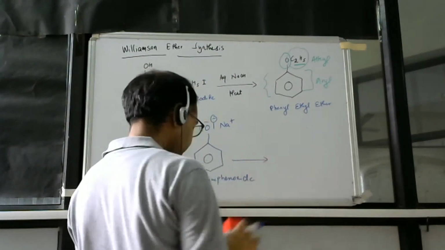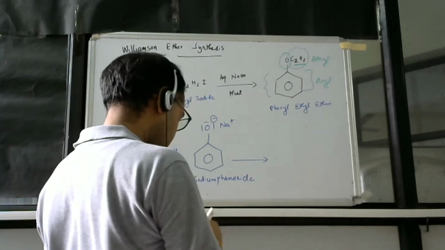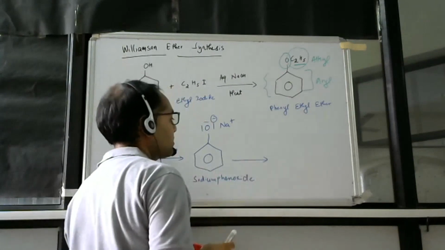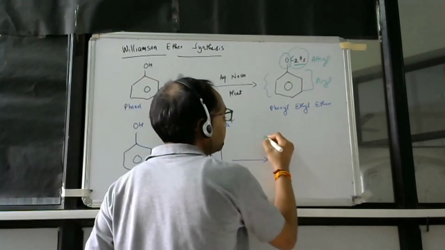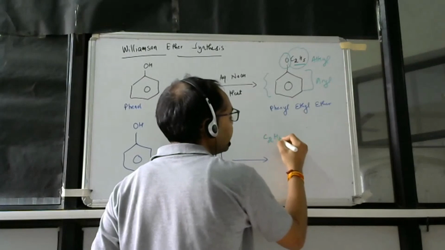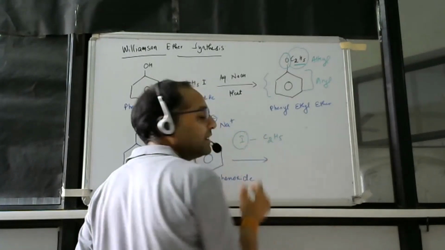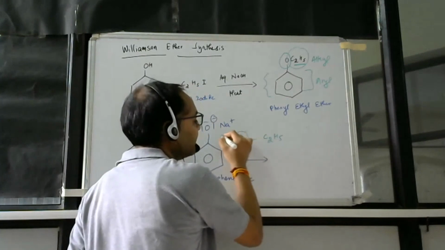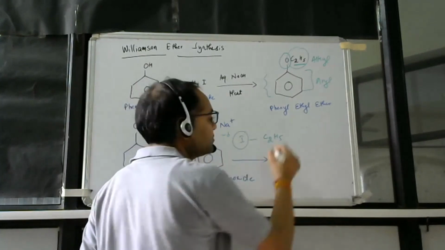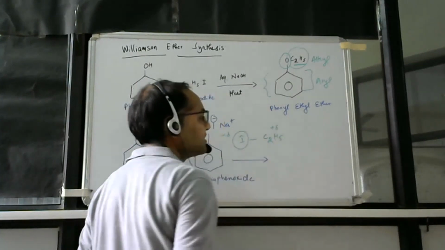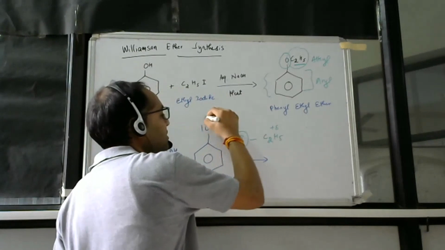So same way here, C2H5 that is attached with iodine. So iodine is a highly electronegative atom, so there will be a generation of partial negative charge, and here there will be a generation of partial positive charge.